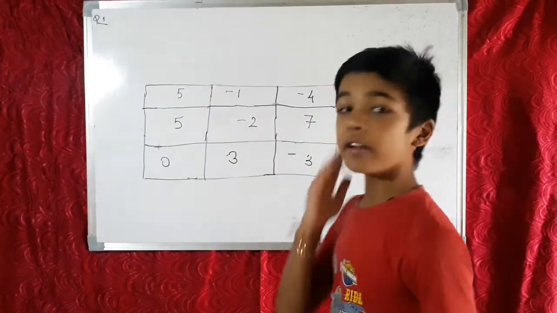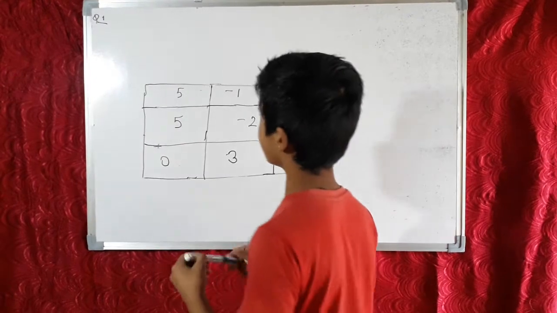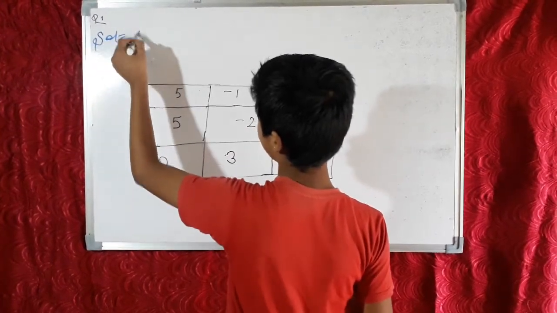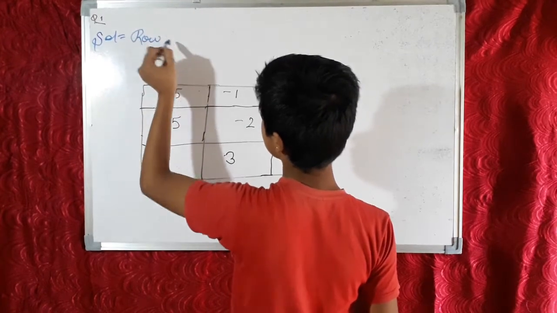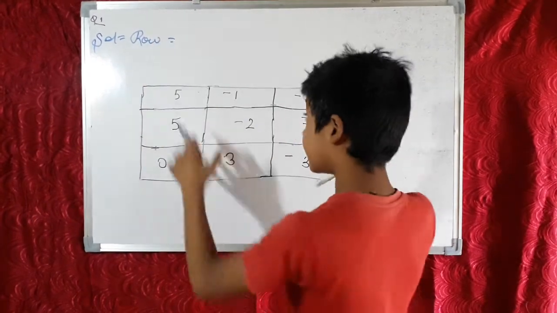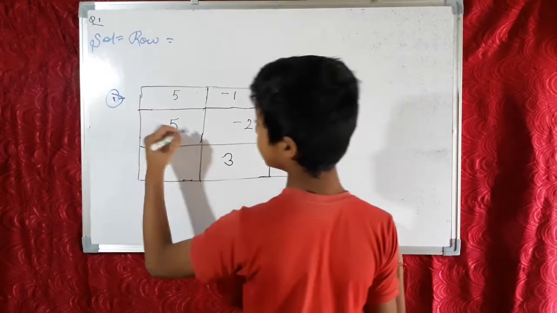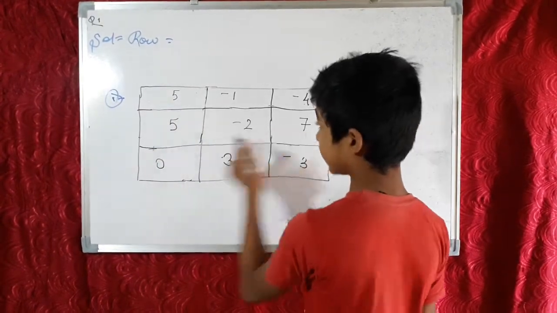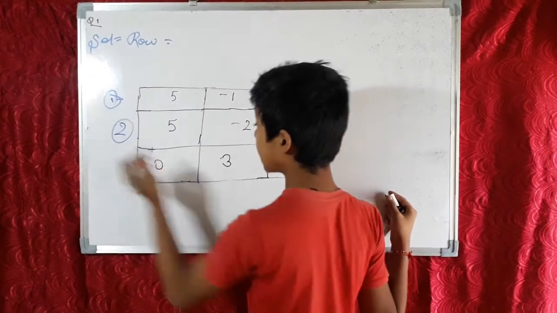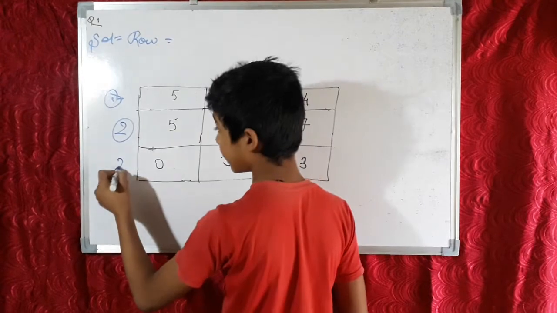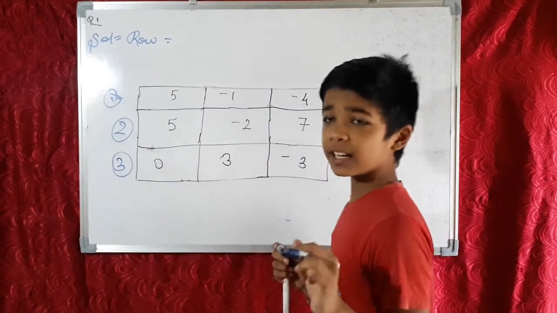So friends, now we'll firstly find out our row. We will write here solve, and now we'll find the row. We will see there are 3 rows. One row is this, our first row. This 5, minus 2, 7 is our second row. This 0, 3, minus 3 is our third row. So there are 3 rows.